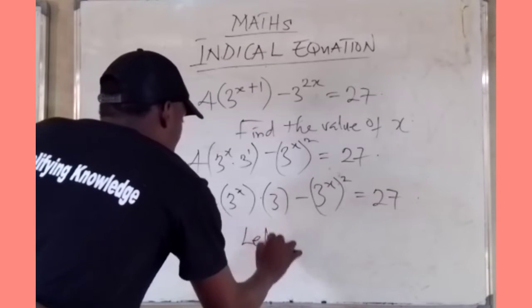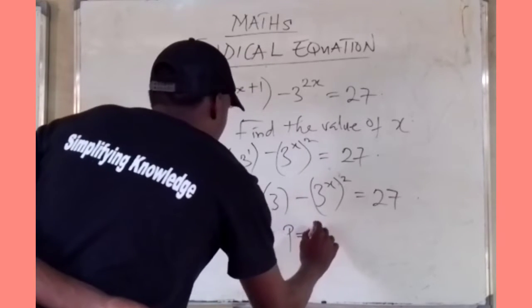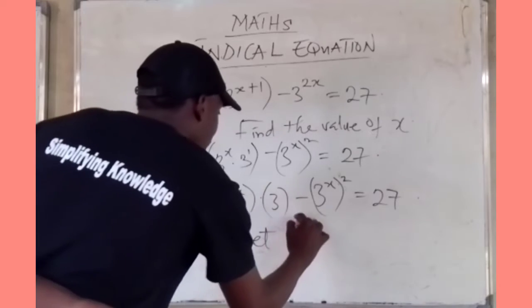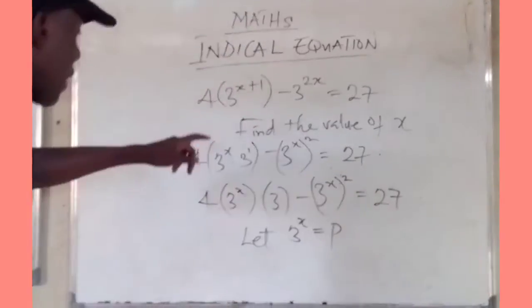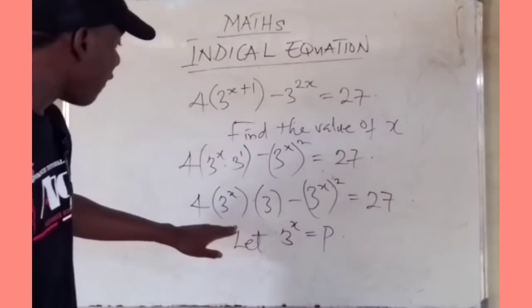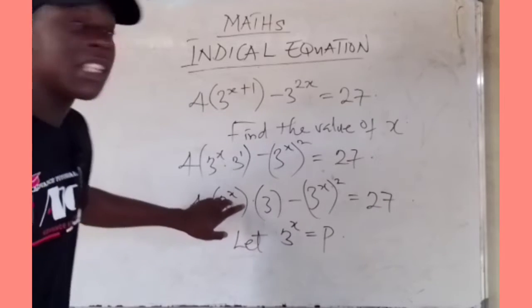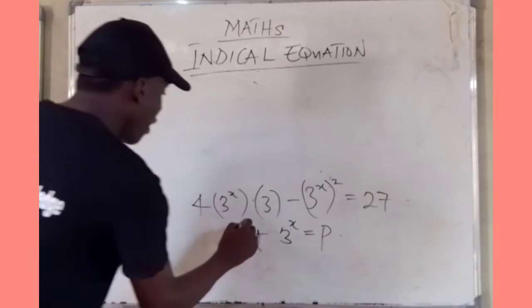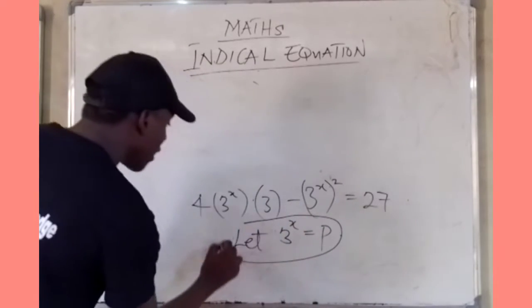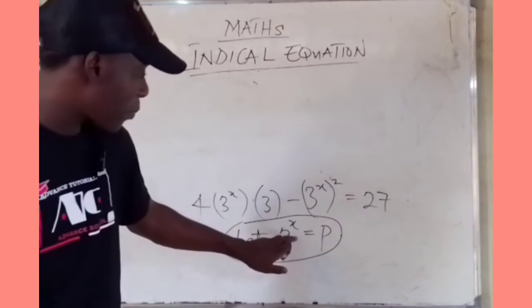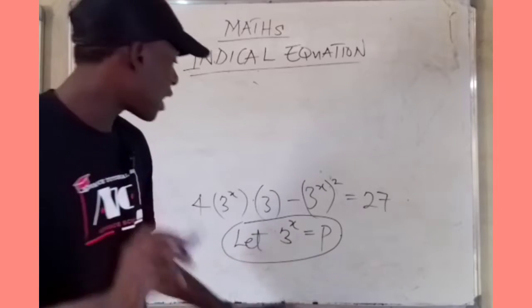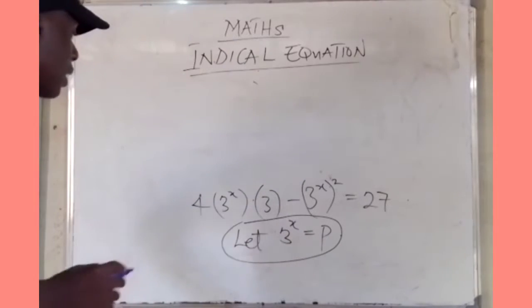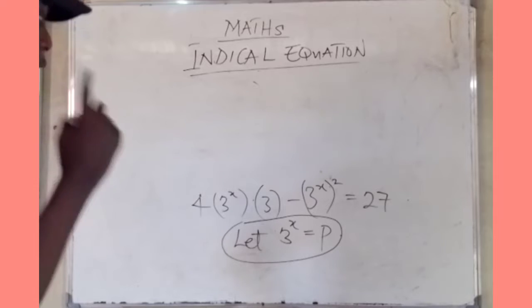I'll say let 3 raised to the power of x be equal to p. So from here, wherever you find 3 raised to the power of x, you substitute the value of p, isn't it? So this is a very pivotal part of our question. 3 raised to the power of x equals p. Very important part of our question. So note this down.